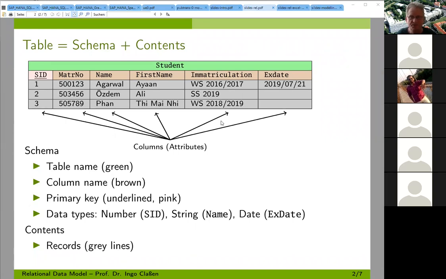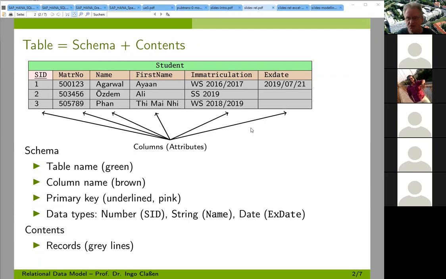So okay, let's first concentrate on the schema, and the elements of the schema. First of all, there is the table name, and the table name, of course, should be well chosen. It should describe the contents very well. And what does it mean? It should concentrate on one singular concept. I will come to that later on. I will discuss it a little bit more deeply.